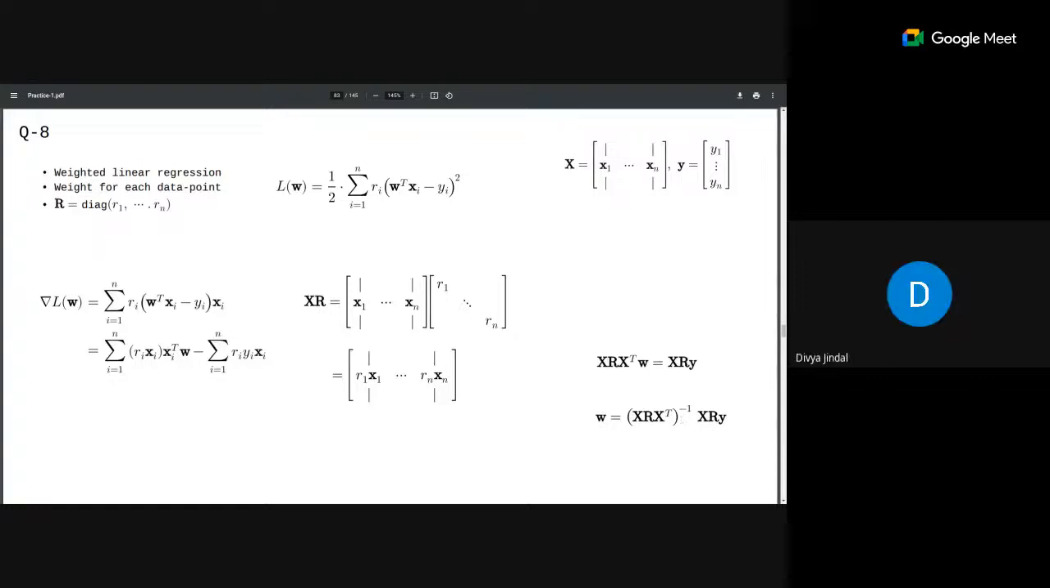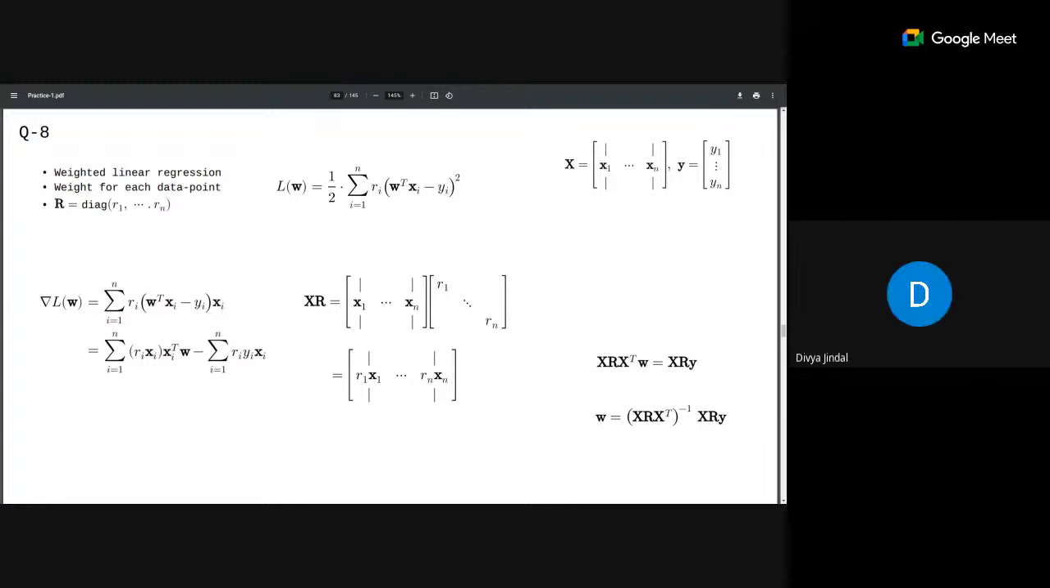We've gotten W as this, and it's as if it's the same formula, except that we're multiplying each of these terms by R. That's the way to understand it. If R is identity, that is, if all the weights are unit values, then you go back to linear regression, (X X transpose) inverse X Y. If R is not the identity matrix, then this X R term will come into the computation of W, and that is how it will impact your final weight vector.